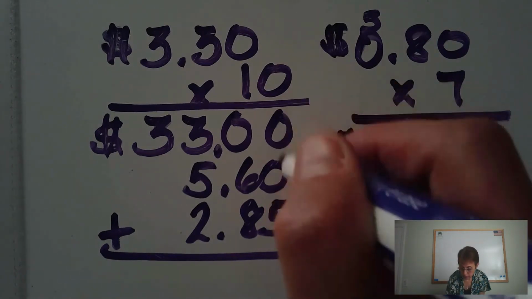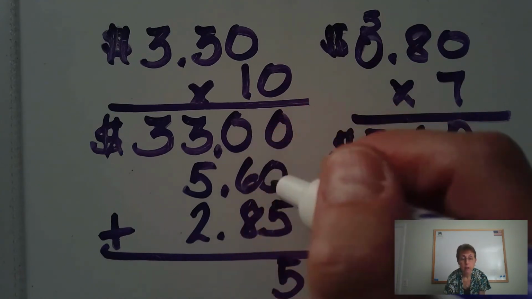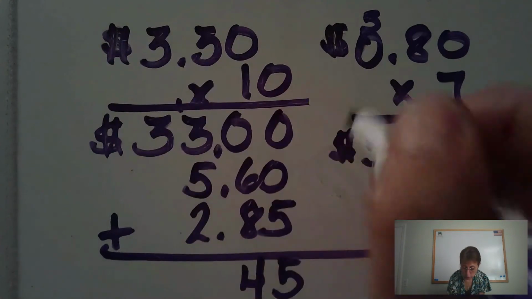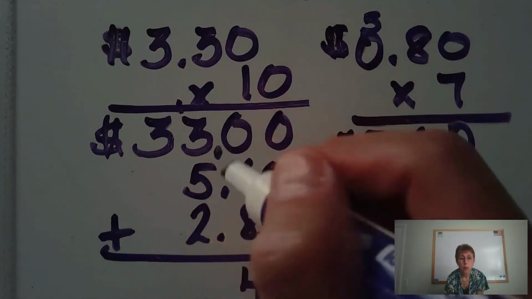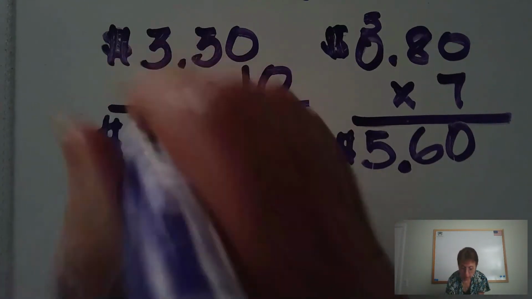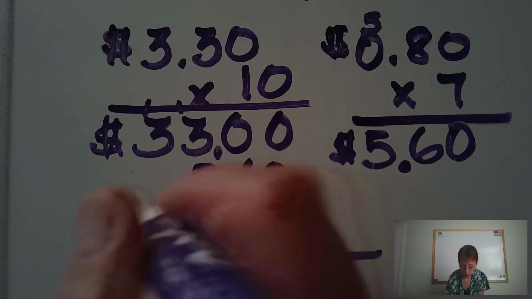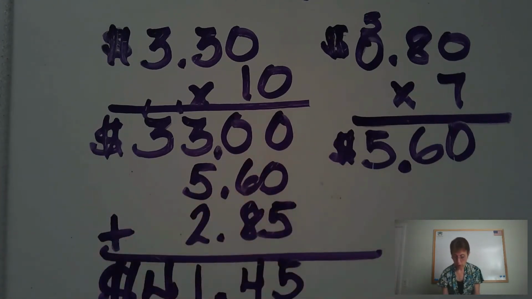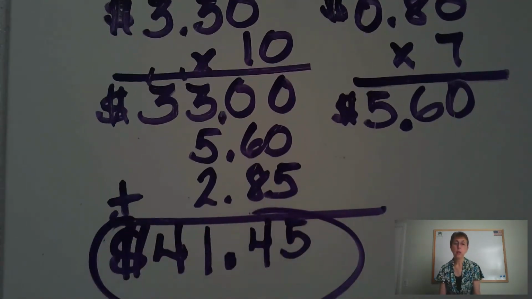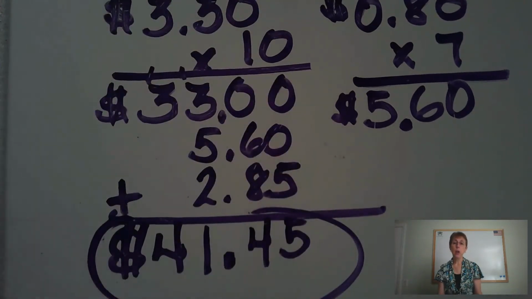So we add here 0, 0, and 5. That gives us 5. And then here we have 0 and then 6 plus 8. So that's 14. Put down the 4, carry over your 1. 1 plus 3 is 4. 4 plus 5 is 9. 9 plus 2 equals 11. Put down the 1, carry over the 1. 1 plus 3 is 4. Bring down your decimal point and your dollar sign. So you have a total of $41.45. However, even after doing all of this work, we are not finished.